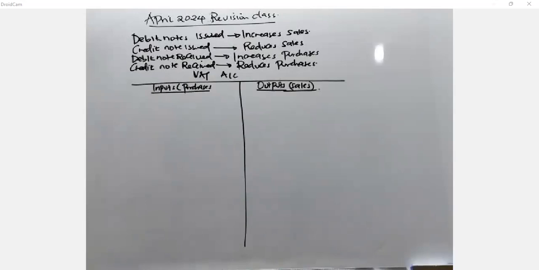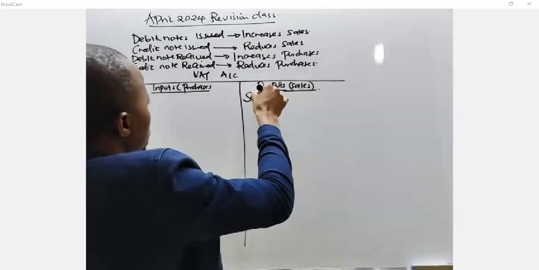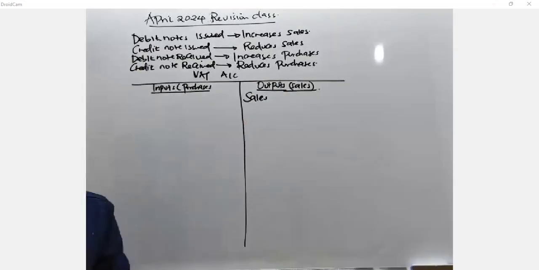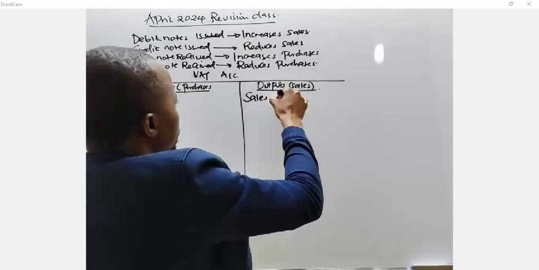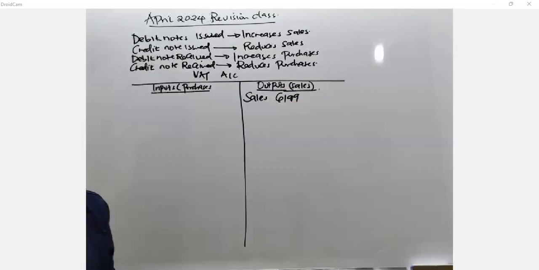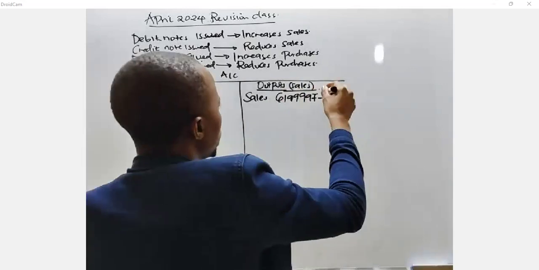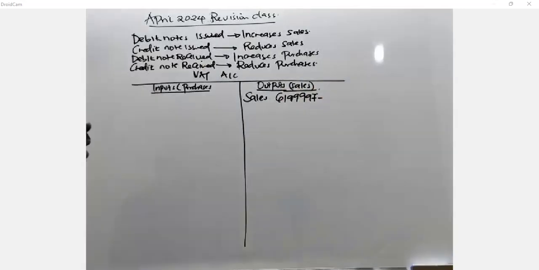Now, I can start with the additional information. Let me start with note number two. I can start with my sales here. We have been told the sales at standard rates included goods worth 278,400 sold to a credit customer who was declared bankrupt in that month. So in this case, we have to deduct that. We can take 61,99,997 minus 278,400.